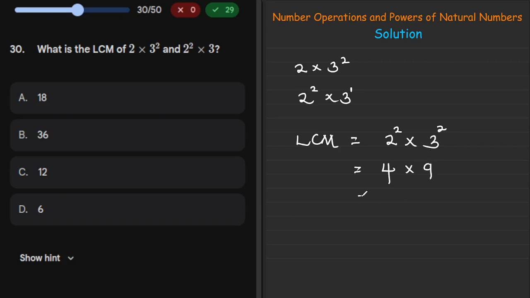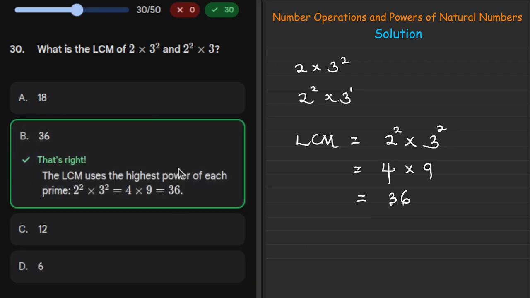And we know a 4 times 9 gives us a what? 36. So our LCM here is actually what? The 36, which is B. This is question number 30. Let's take some few minutes of break. Then we come and then proceed.